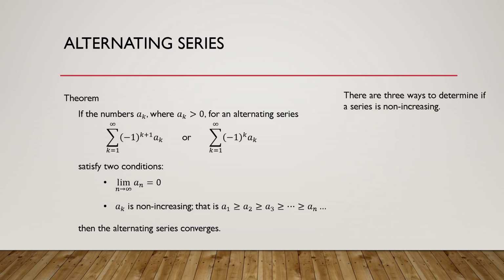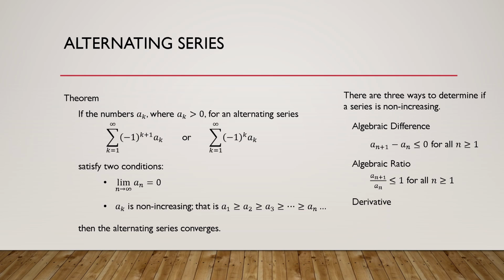There are three ways of determining whether a series is non-increasing. First, by the algebraic difference, where a sub n plus 1 minus a sub n is less than or equal to 0 for all n greater than or equal to 1. The algebraic ratio, where a sub n plus 1 over a sub n is less than or equal to 1 for all n greater than or equal to 1. And the derivative test, where f prime of x is less than or equal to 0.